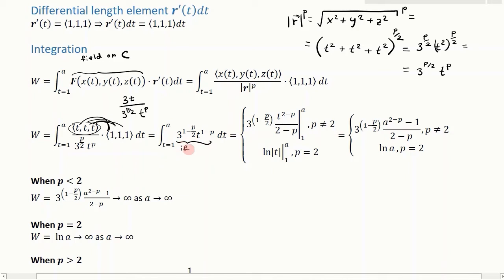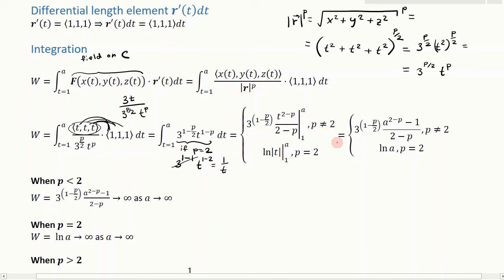If p equals 2, we have 3 to the power of (1 minus 2) over 2, t to the power of 1 minus 2, which is 3 to the 0, which is just 1, and t to the negative 1. And when you integrate 1 over t, you get ln of the absolute value of t.